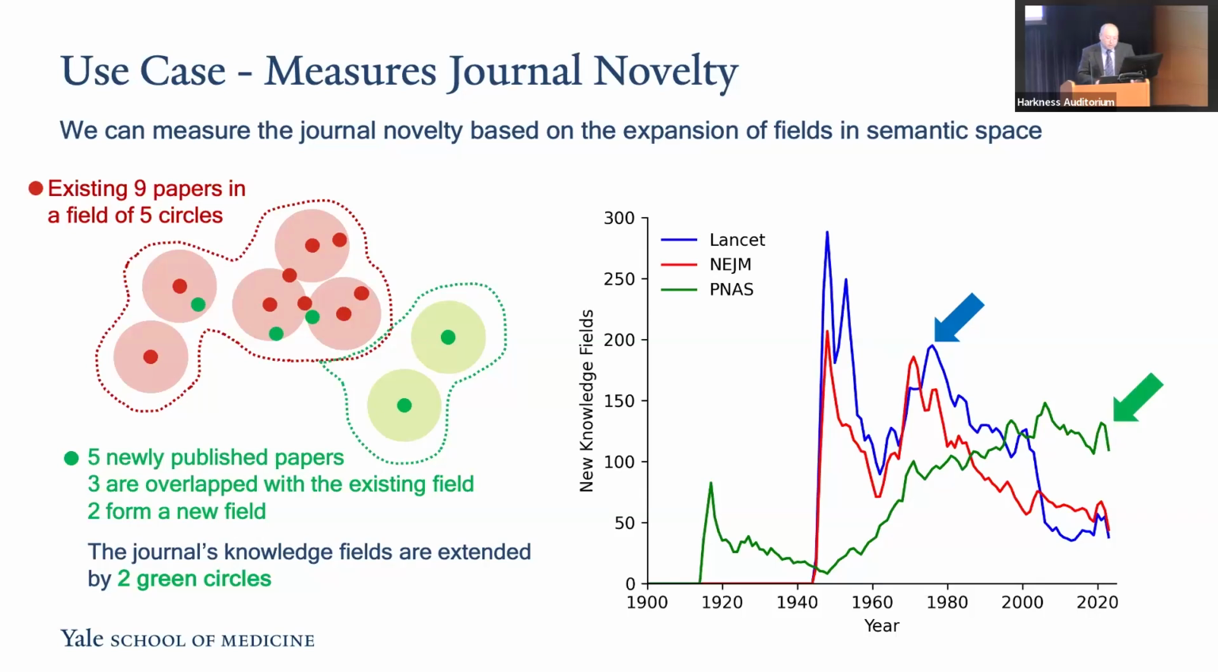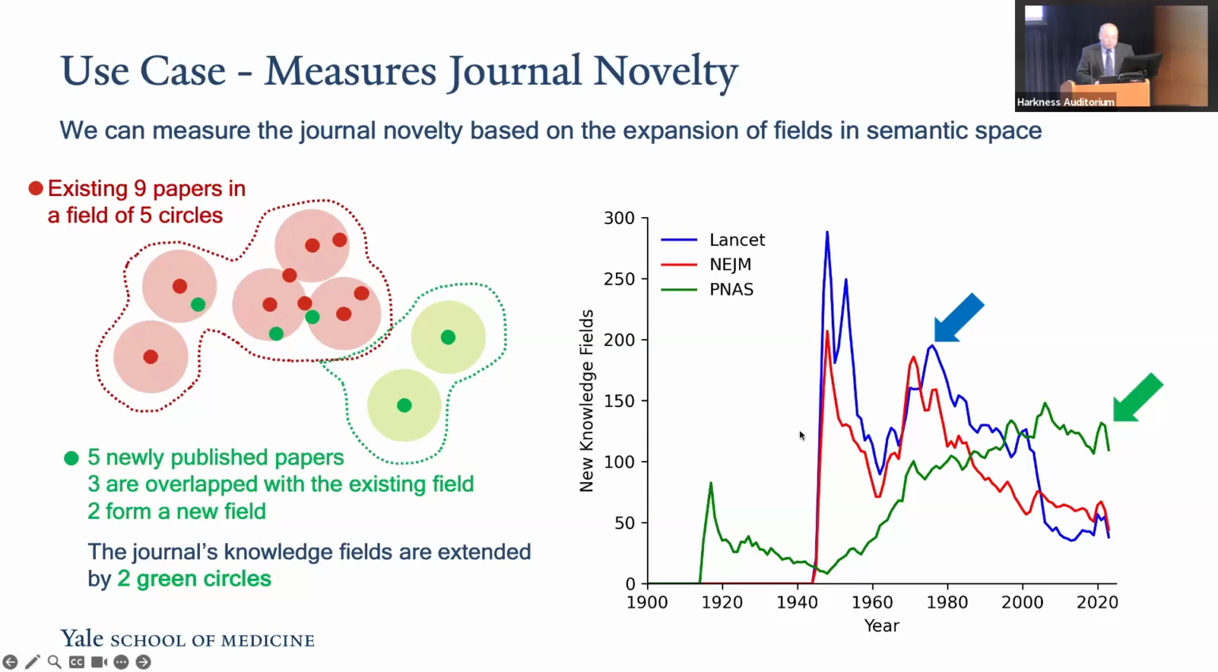An interesting thing we found is that the Lancet and the New England Journal of Medicine have a second peak around the 1970s. We don't know yet what it's about. Maybe they found something new, or maybe a new method. But there's still a peak, which means there is definitely something there.